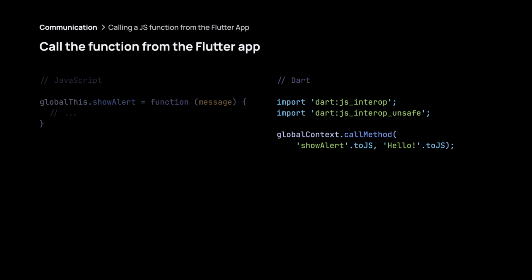And to call the JavaScript function, we pass the function name to the callMethod and the argument. Now we call toJS on the function name and the argument to convert them from Dart objects to JavaScript objects.